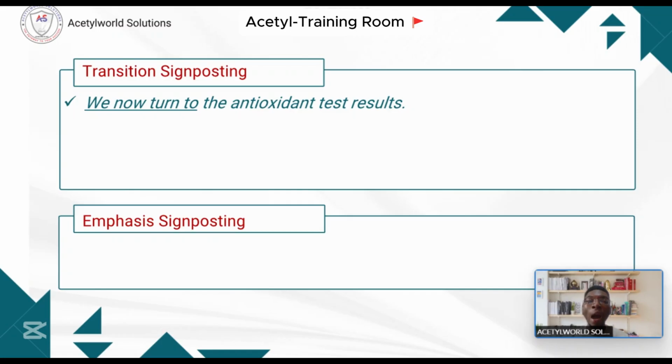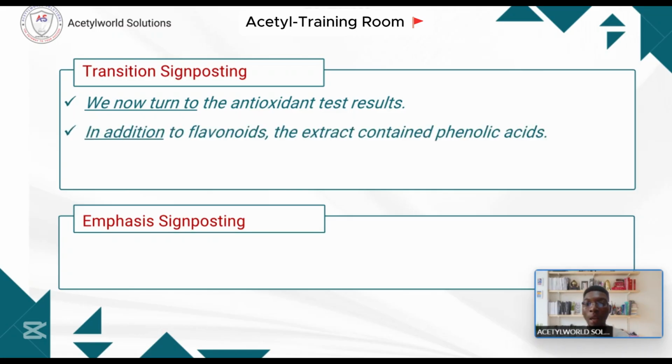Transition signposting is when you are moving from one statement or one paragraph to another. For example, "We now turn to the antioxidant result" is something to guide them that will make your article more meaningful while you are reading it, and it improves what? Clarity. Another one is saying, "in addition to flavonoid, the extracts contain phenolic."